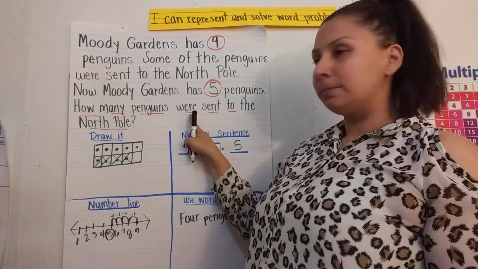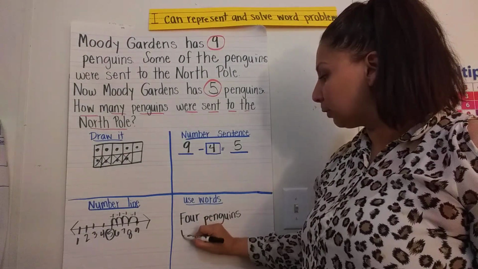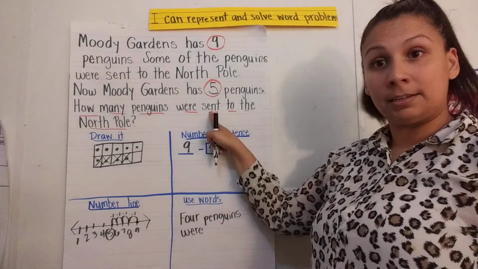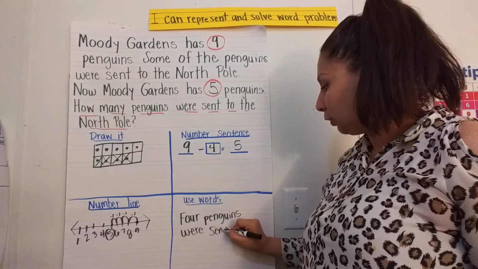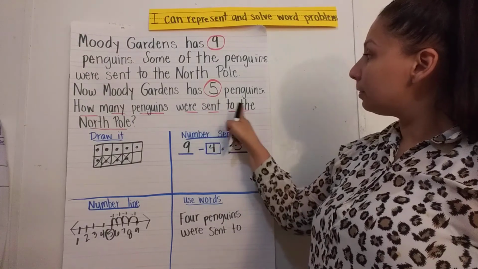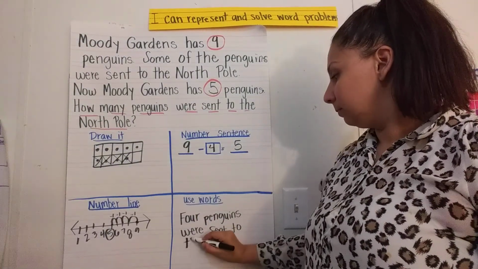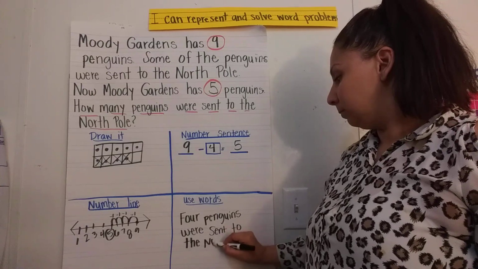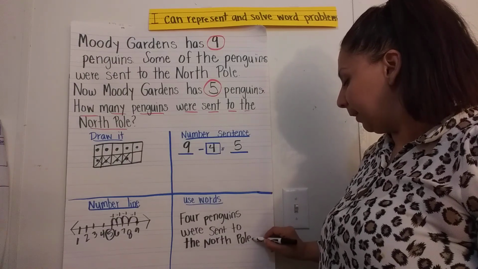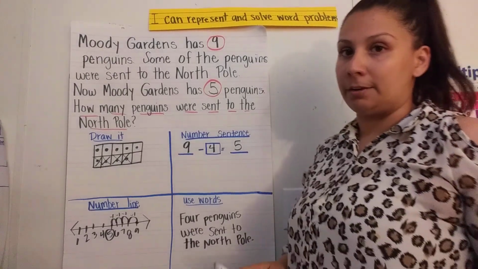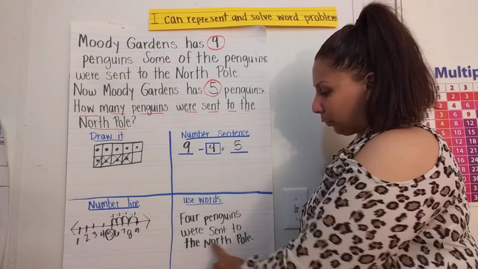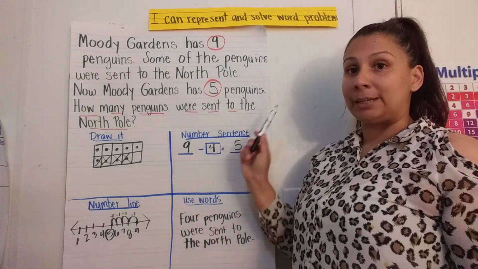were, see the word were, 4 penguins were sent to the North Pole. The North Pole. Period. Make sure you always add your punctuation mark at the end of your sentence. Always start a sentence with a capital letter. 4 penguins were sent to the North Pole. We answered our question in a complete sentence.